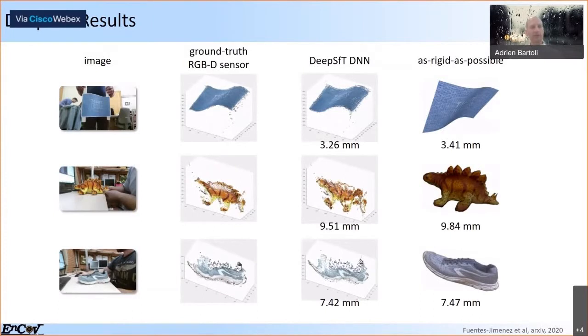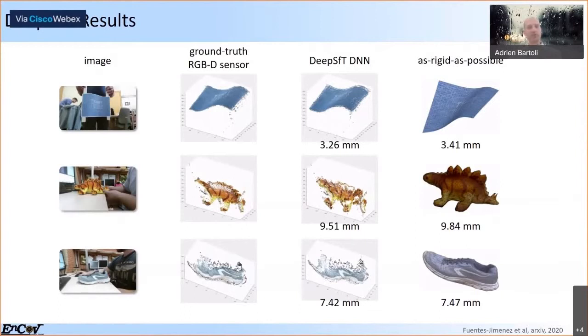In the second column, you have the RGBD ground truth for this image. And in the third column, you have the results from our network in terms of the depth map with the error quantized. As you can see, it's beneath 1 centimeter, even for quite complex objects like the dinosaur toy and the shoe. And on the right, you have the final output of our system, which is this as-rigid-as-possible completion of the shape. So again, in the right column, we have access to the hidden parts of the object.